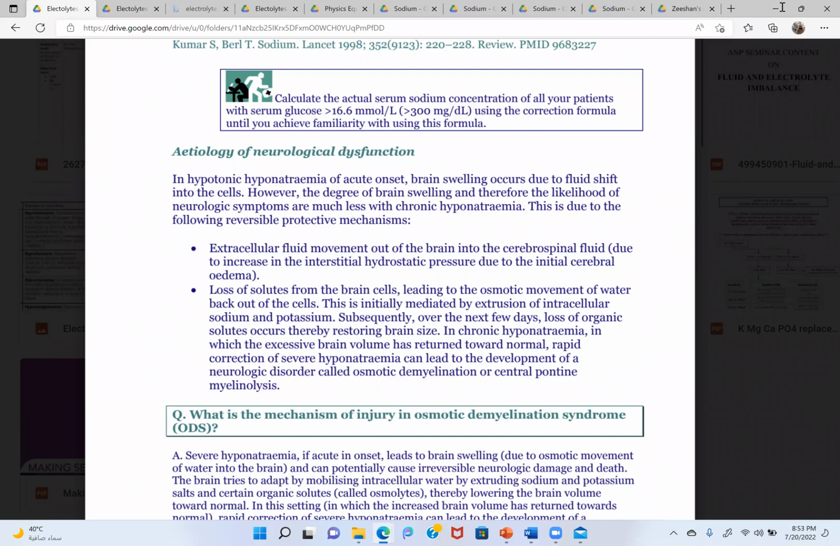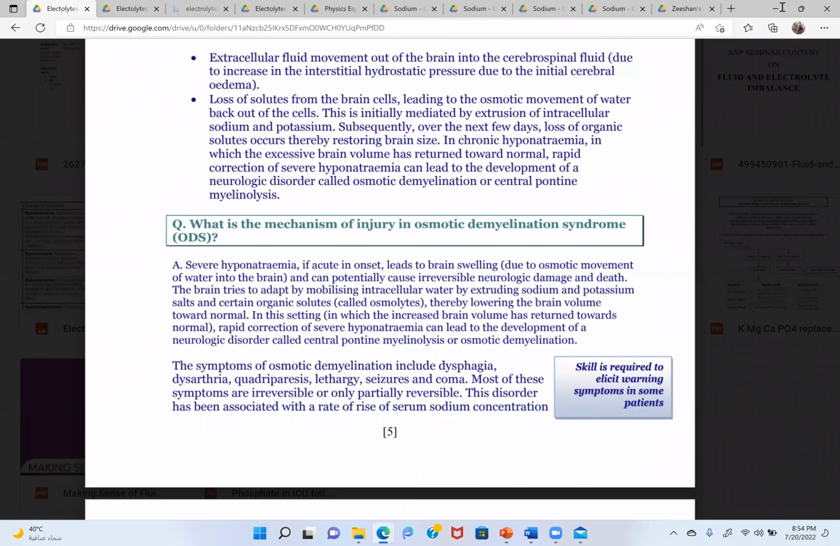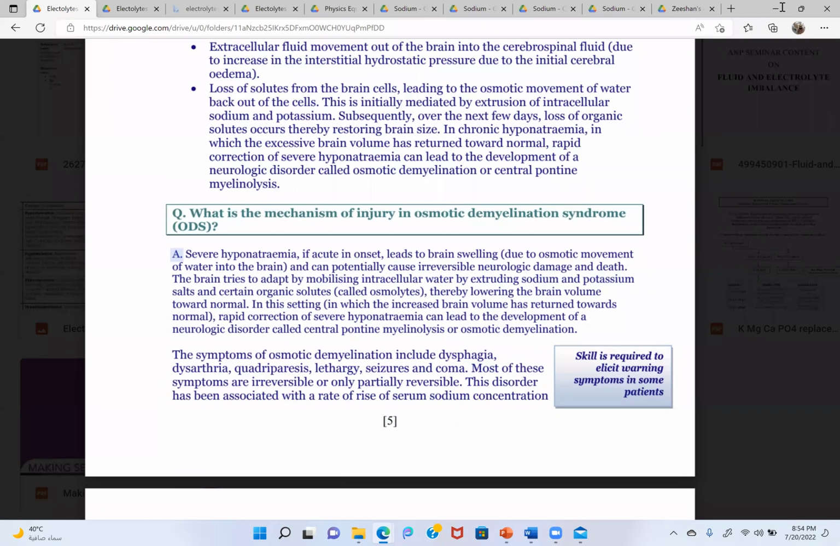So this is, in simple words, maybe nobody will be asking you, but usually compensatory mechanisms occur, and this will be optimized. Okay.